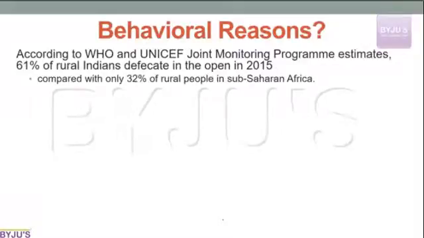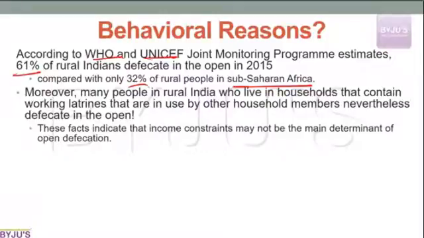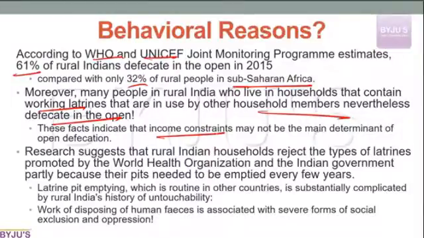Now, there are some behavioral reasons. Behavioral reasons means people behave in certain ways. They're just used to it. That is the reason why some of these problems are happening. Now, WHO and UNICEF have monitored and found that 61% of all rural Indians defecate in the open. Even in sub-Saharan Africa, only 32% defecate in the open. More interestingly, there are households which actually have working latrines in which some people use it, but some other people go and defecate in the open itself. That means it might not be income constrained. It's not like these people cannot afford a latrine. It is some other reason that is forcing them to go out and defecate.